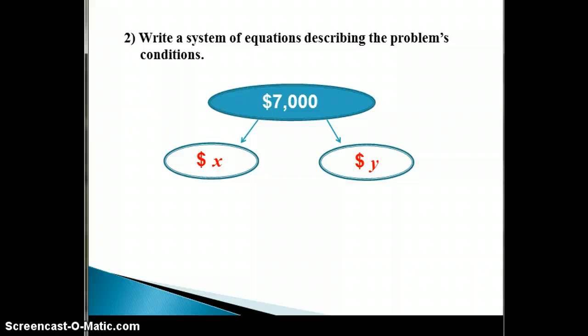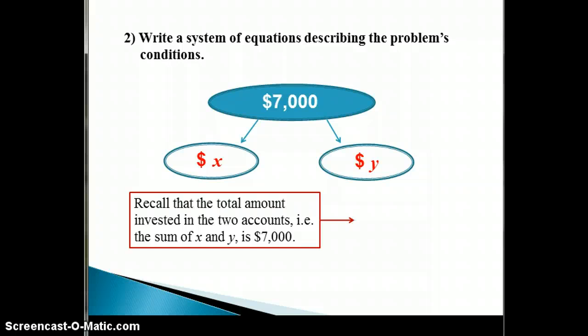Our next step is to write a system of equations using these variables. Recall that the total amount invested in the two accounts, or in other words, the sum of x and y, is 7,000. So here's an equation that says just that.